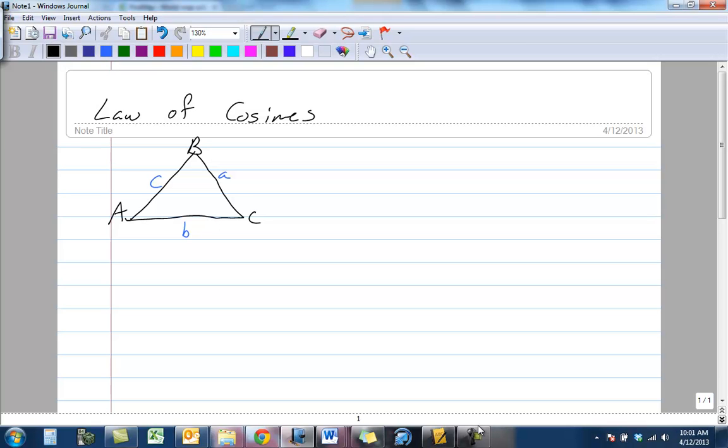So here's the law of cosines. There are three formulas for the law of cosines, and I expect you to memorize all three of these. You ready? The first one is a squared equals b squared plus c squared minus 2 times b times c times the cosine of angle A. Give you a chance to catch up on that. The second formula that I expect you to memorize is b squared equals a squared plus c squared minus 2ac times the cosine of angle B.